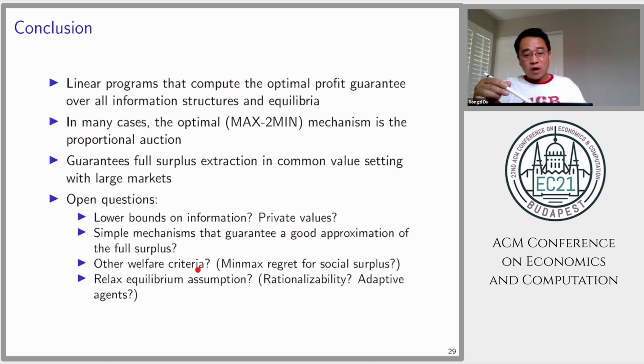And also other welfare criteria, like minimax regret for social surplus. We have assumed equilibrium for the bidding behavior of our players. It's very natural to explore alternatives that relax the strong equilibrium assumption, something like rationalizability, or perhaps agents which are adaptive and play some heuristic learning rules. These are all interesting questions to explore for robust auction design.